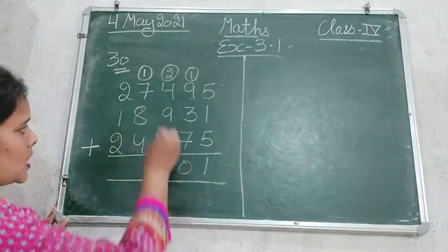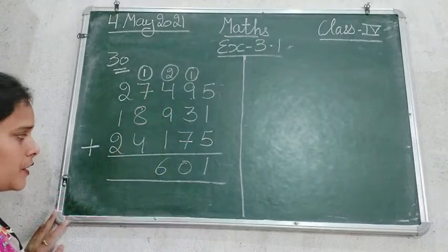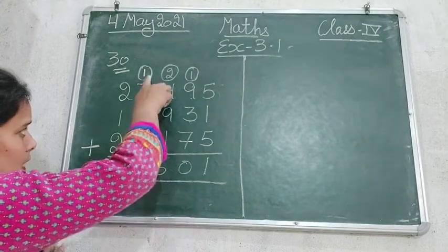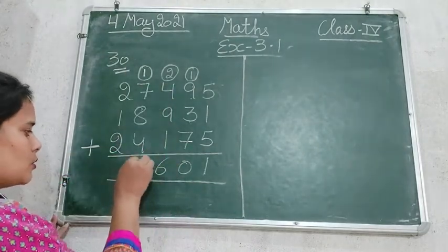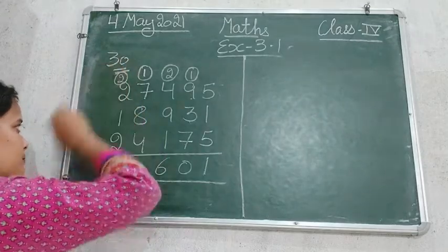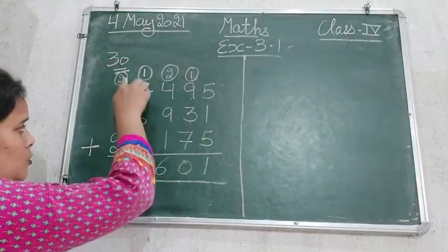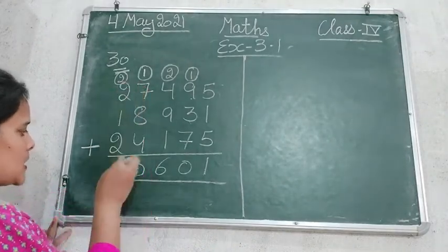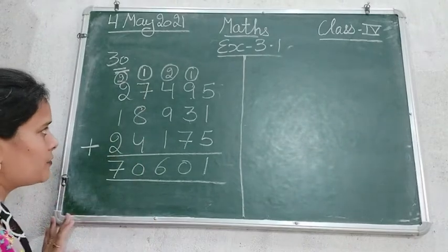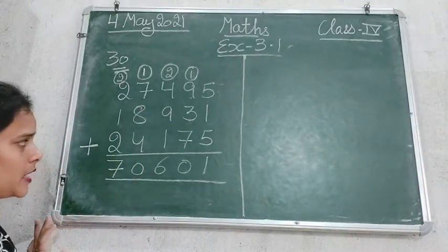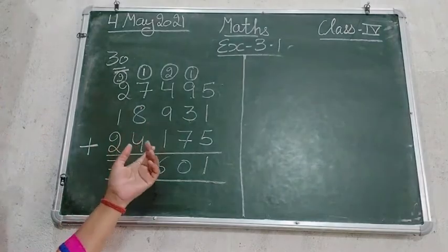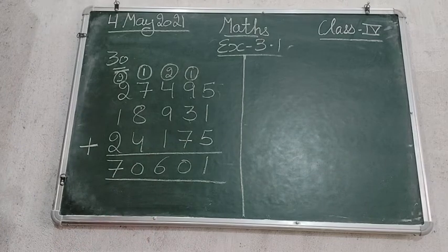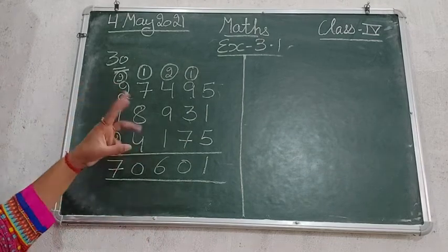Clear? Next. 7 plus 8, 15. 15 plus 4, 19. 19 plus 1, 20. 0. 2 will be carried to the next number. Okay. Next. 2 plus 1, 3. Plus 2, 5. 5 plus 2, 7. This is 7. So after adding 27,495, 18,931, 24,175, we got 70,601. देखिए now here we are adding 3 5-digit numbers.